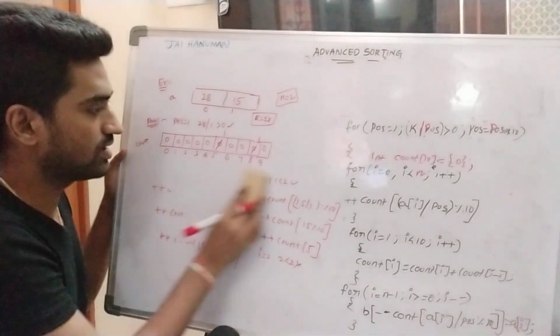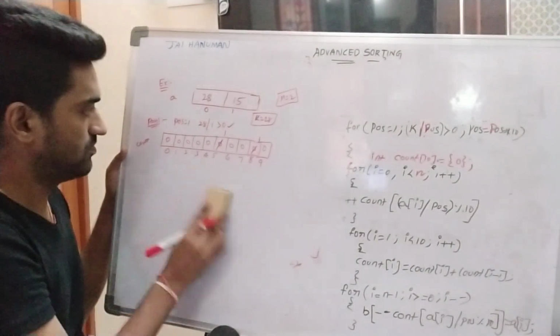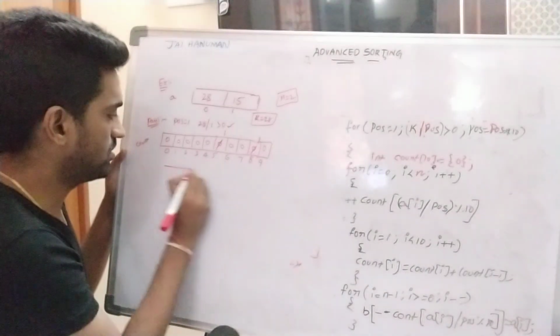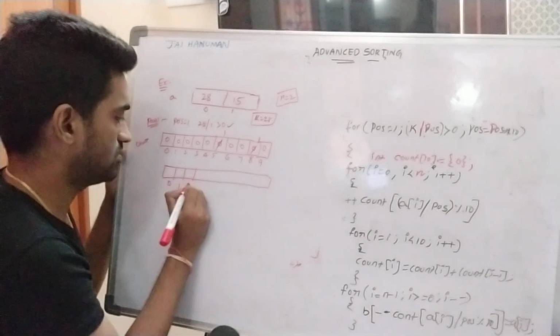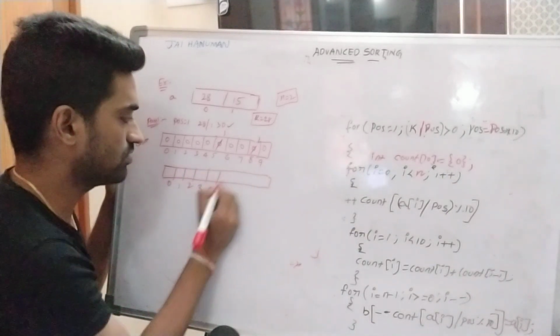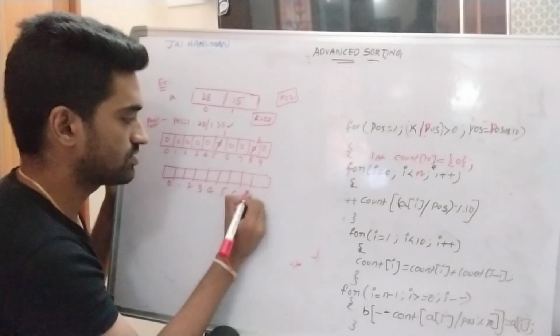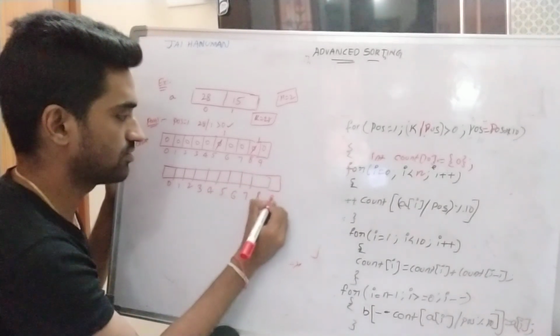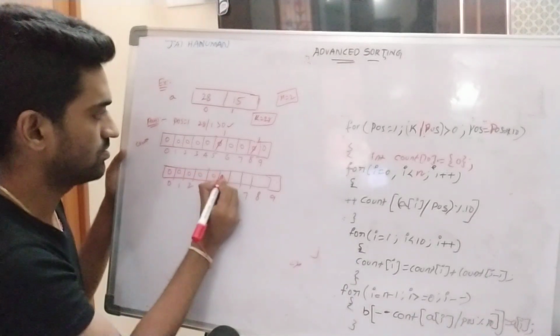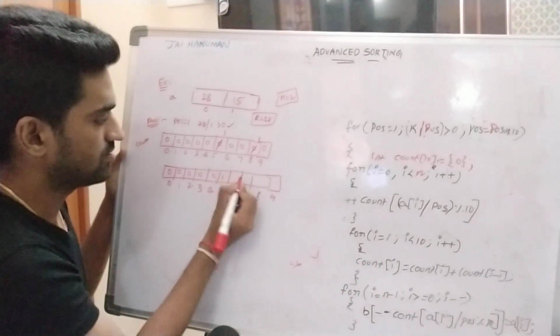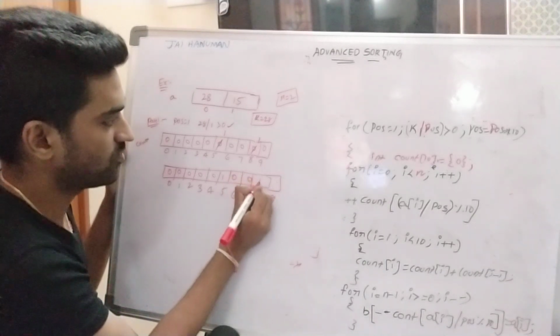Now the updated count array, for indices 0, 1, 2, 3, 4, 5, 6, 7, 8, 9, is 0, 0, 0, 0, 0, 1, 0, 0, 1, 0.